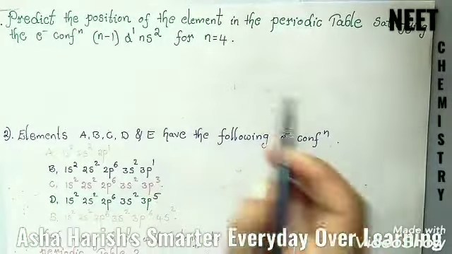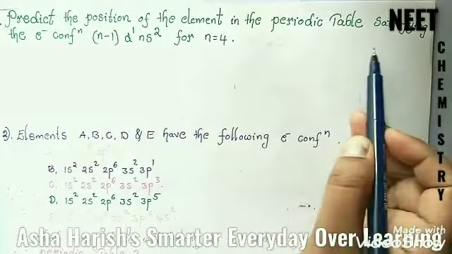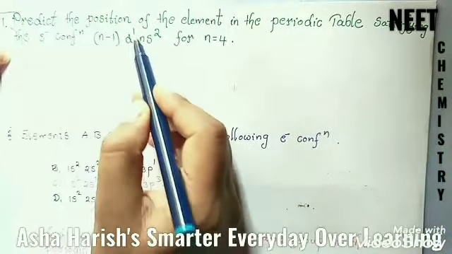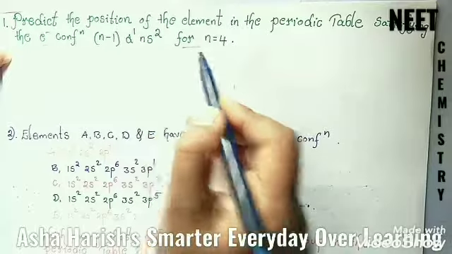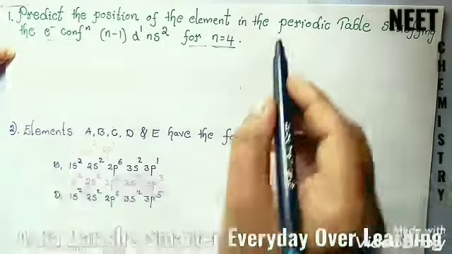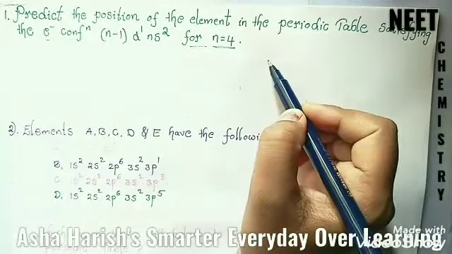Predict the position of the element in the periodic table satisfying the electronic configuration (n-1)d1 ns2 for n equal to 4. Okay students, let's see the solution for this question.